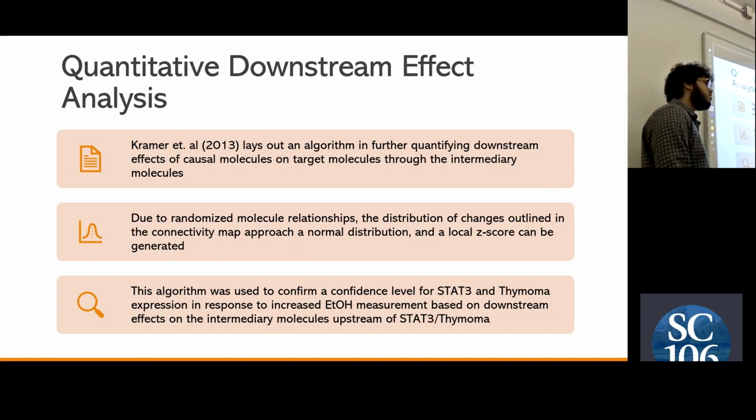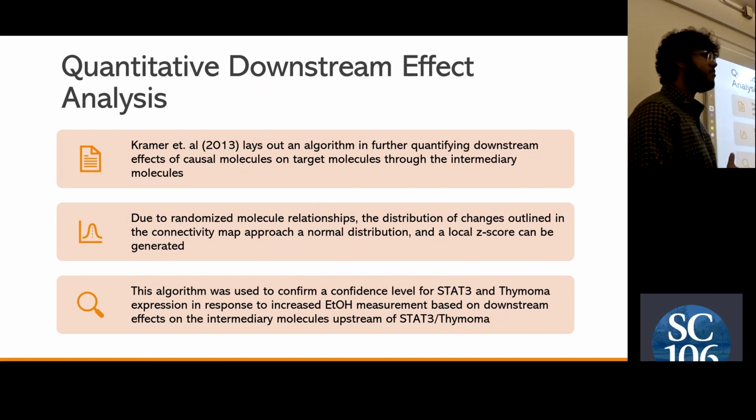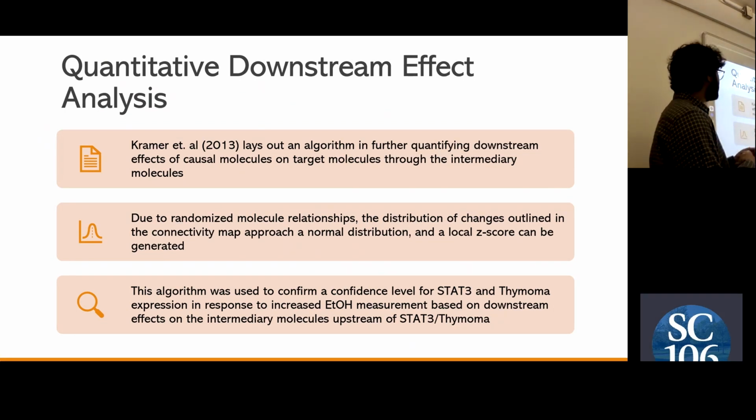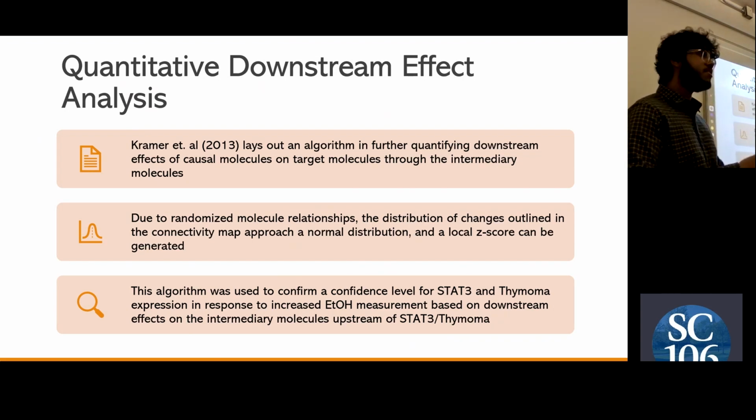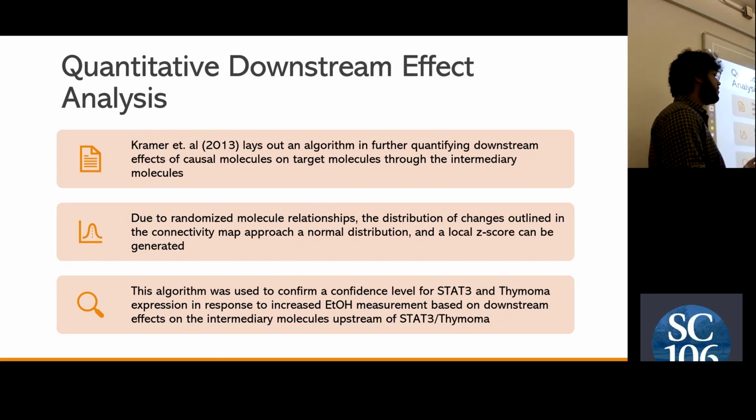So to quantify the data that I found, I used the analysis laid out by Kramer's paper that measures the effects of causal molecules on their target molecules. The distribution of changes of these molecules can be normalized because of their randomized relationships, and a local z-score can be generated from this. This algorithm was used to confirm a confidence level for that expression analysis.